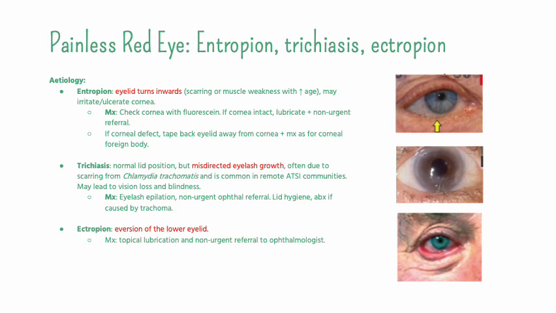With an ectropion, this is the E version of the lower eyelid, and the management plan is quite simple. You would lubricate the eye and send for a non-urgent referral to the ophthalmologist.